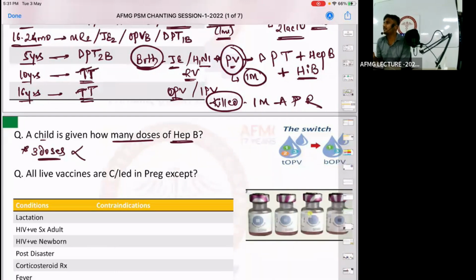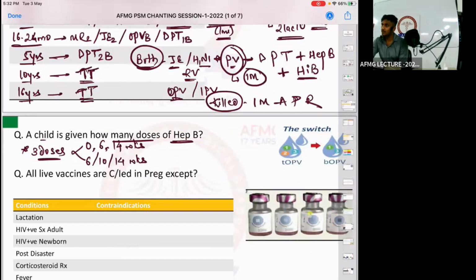If a child was delivered in hospital, then we will give it at 0, 6 and 14 weeks. Whereas if a child was delivered at home, then we will give it at 6, 10 or 14 weeks. No issues with this. So hepatitis B, in schedule we have 4 doses, but actually we give only 3 doses.